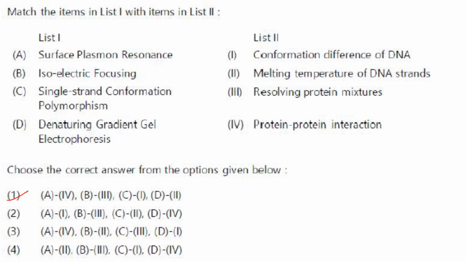Single strand conformation polymorphism is based on the fact that single stranded DNA has a defined conformation. But when there is alteration in the conformation of the single stranded DNA by a change in a single base, this can cause the single stranded DNA to migrate differentially under non-denaturing conditions. So single strand conformation polymorphism is conformation difference of DNA. Answer C1.